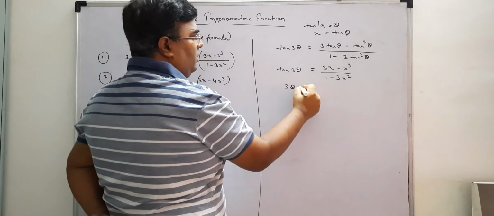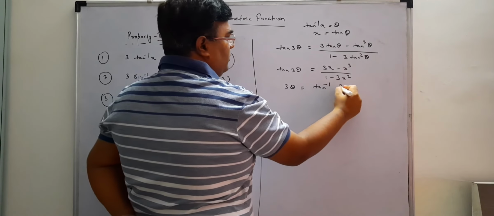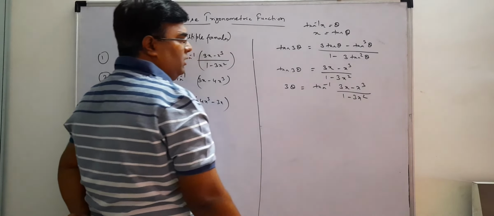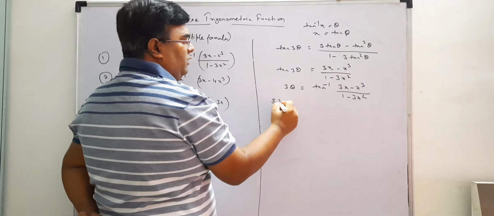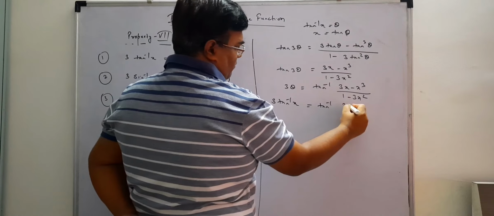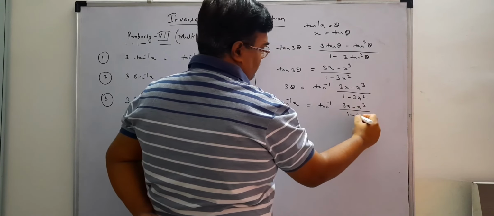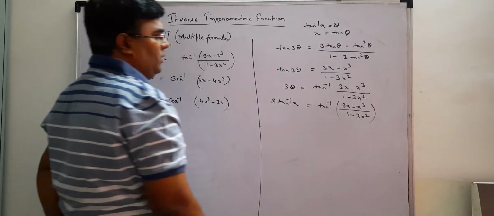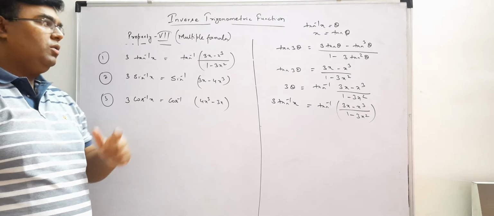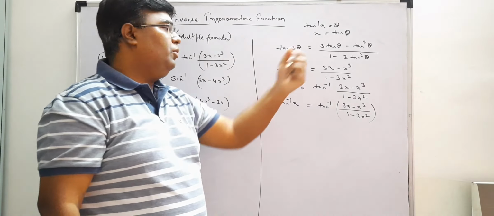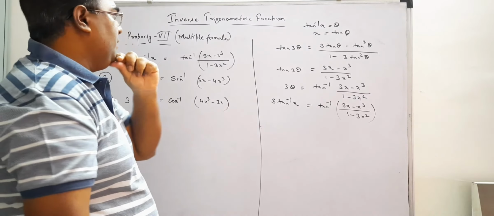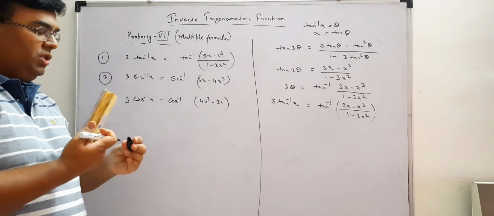So what is my 3 theta? It is tan inverse of that, right? What is 3 theta? It is 3 tan inverse x. Right? I'm not deriving the other two. You can also derive them by yourself by just putting the values in the formula. You need to remember the multiple formulas here. So here we are done with the inverse trigonometric properties.